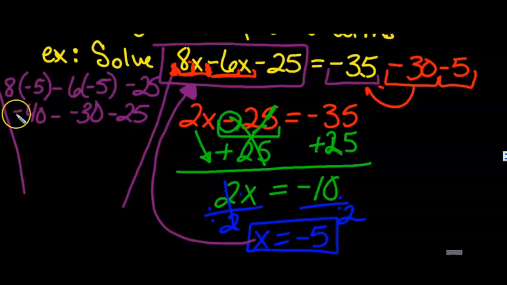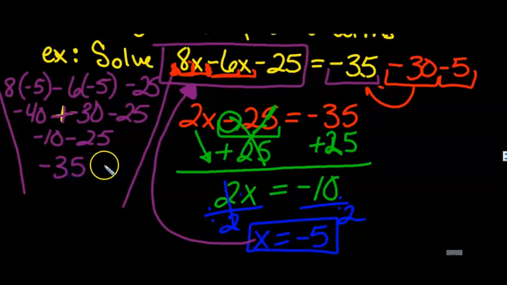We see that -40 minus -30, and that double negative actually becomes a positive. So it's -40 plus 30, which is -10, minus 25 is -35. So it holds true. -35 is equal to -35.